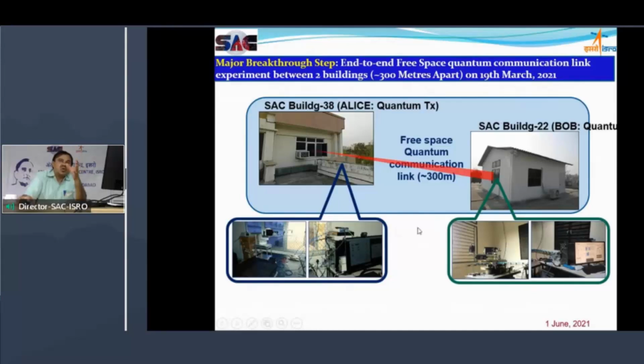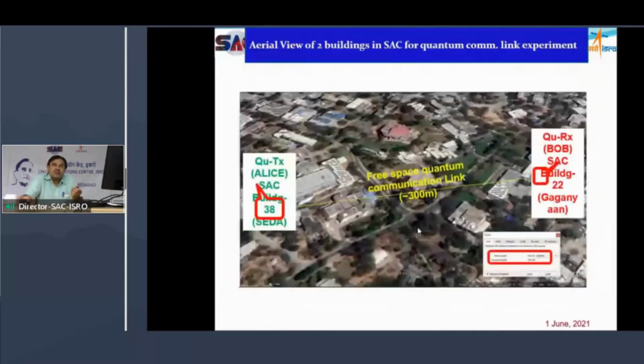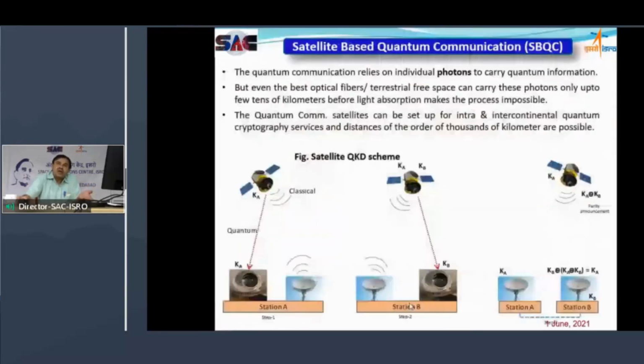The advantage of these photons is that they are very random in nature, so nobody will be able to eavesdrop on it. You will not be able to hack it or get information about it. This is one experiment we did at our Space Applications Centre, Ahmedabad. From one building to another through space, we sent information through photons, and we were able to receive it at the receiving end and decode it also. That is the beauty. In future, satellites will be utilized for this quantum communication using photons.